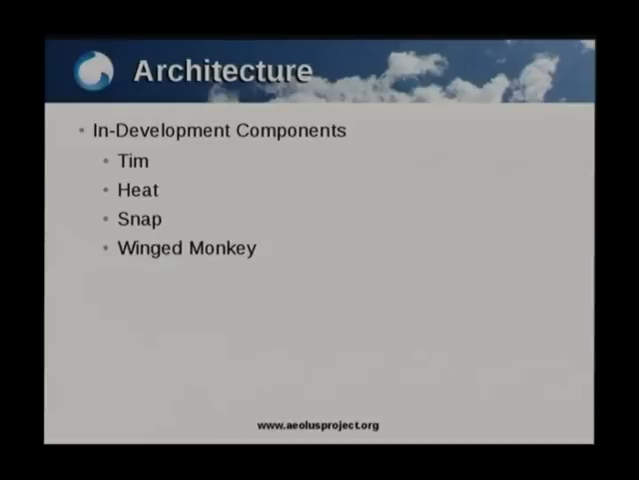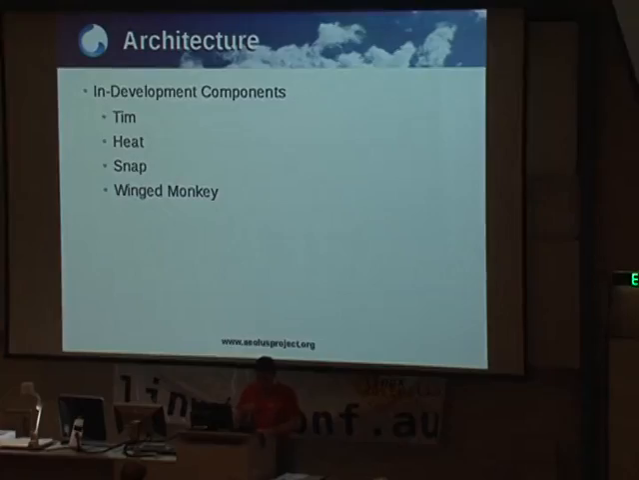Then you've got Snap. This is still very early development, but it's an in-instance cloud configuration utility which allows the end user to take a snapshot of an instance running on a cloud and restore the instance running on another cloud provider. So currently Snap supports RPM-based, Debian-based, and Windows-based guests. And then you've got Winged Monkey, a self-service portal for non-administrative users, so that's in development as well.